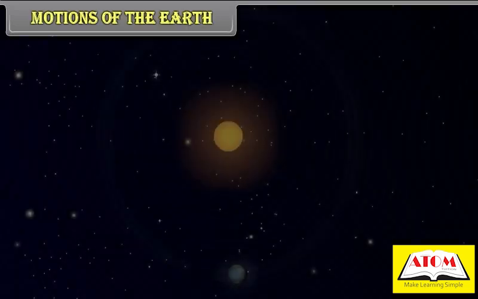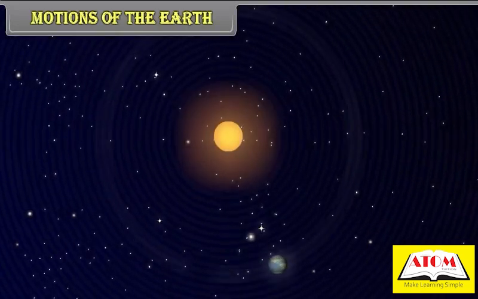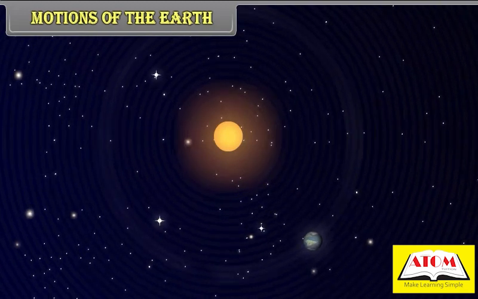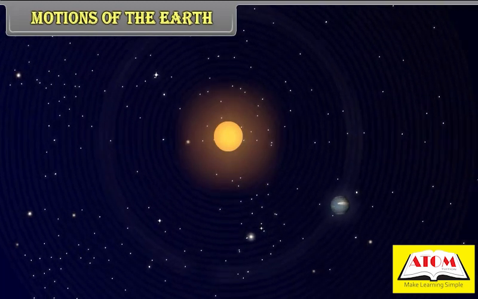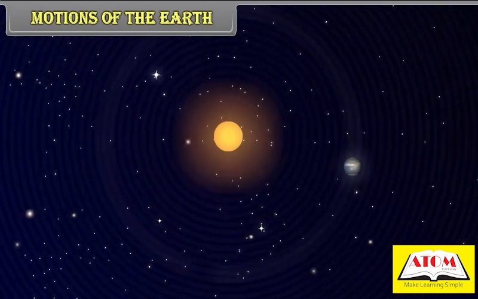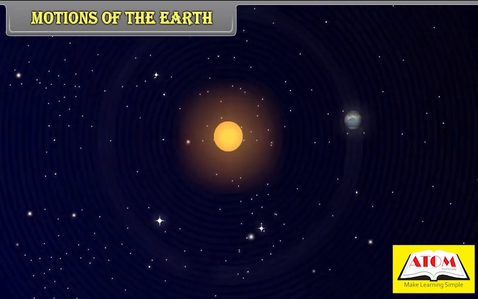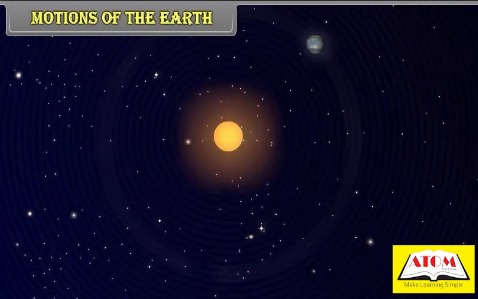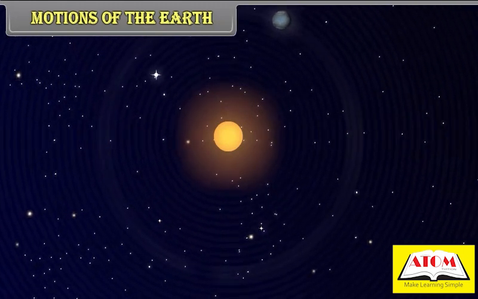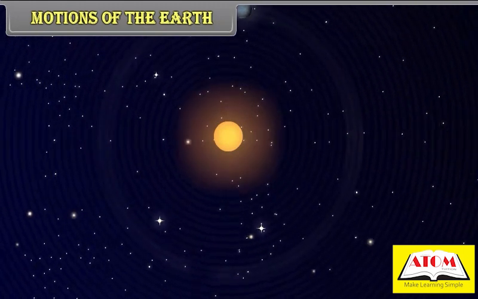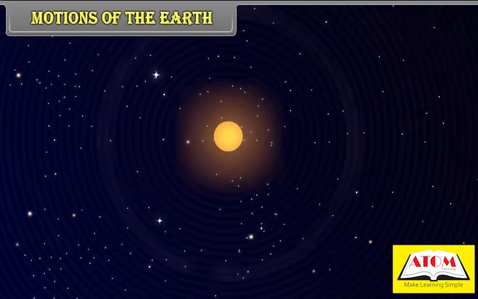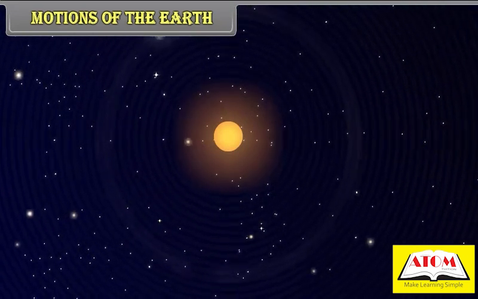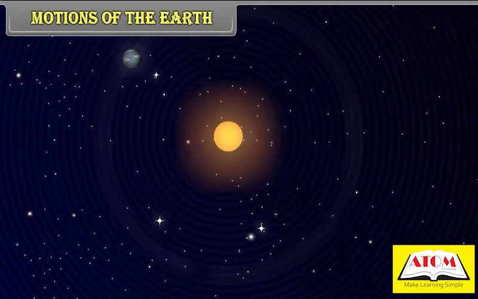Motions of the Earth. It seems as if the sun rises in the morning from the eastern horizon, goes overhead, and then in the evening sets in the western horizon. In fact, this is not so. It is not the sun but the earth that moves. The sun is in the center and the earth goes around the sun.